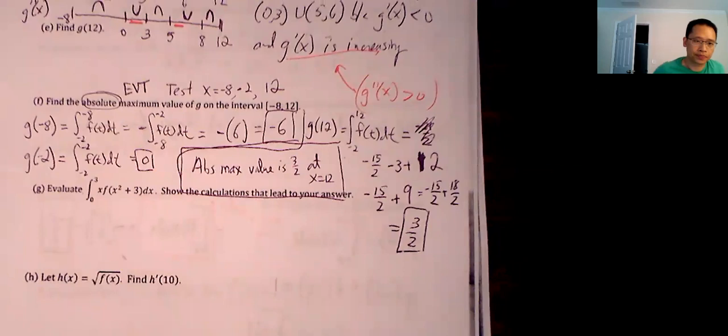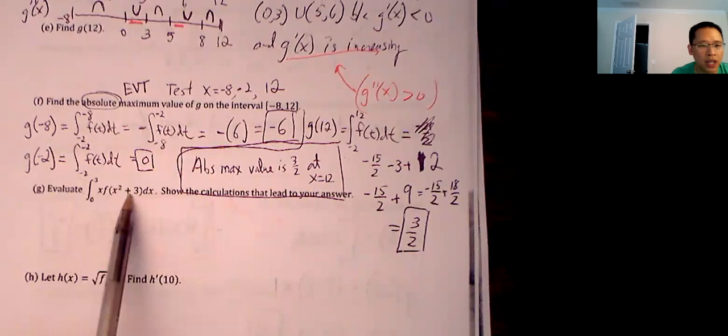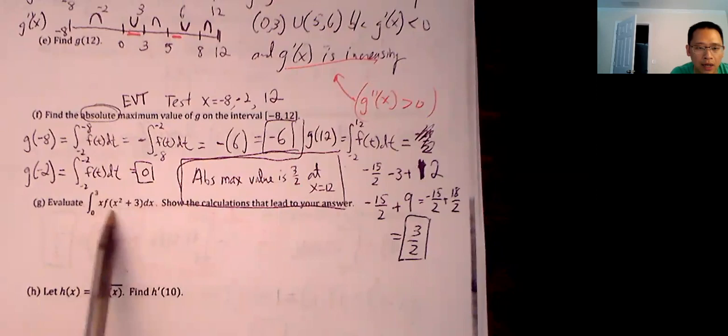Okay, so it says evaluate the definite integral of x times f of x squared plus 3. This is a pretty messy evaluation. We can't work this out by hand, right? We can't do power rule because this is stuck inside. This is a function notation with a variable outside. So we really have to go through U substitution to make it more manageable for a rule that we can use.